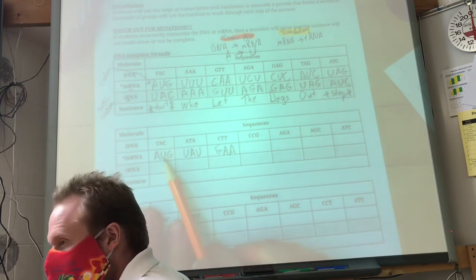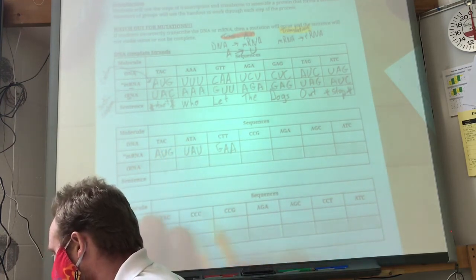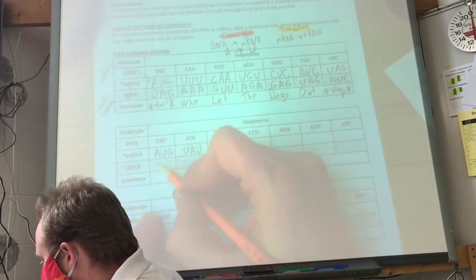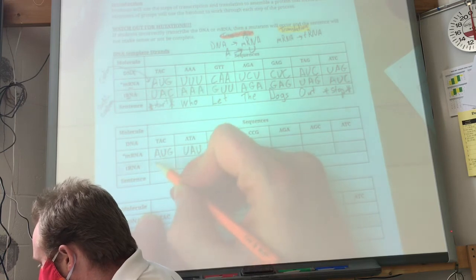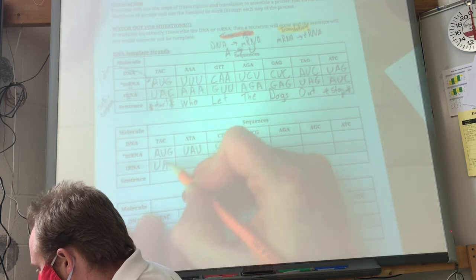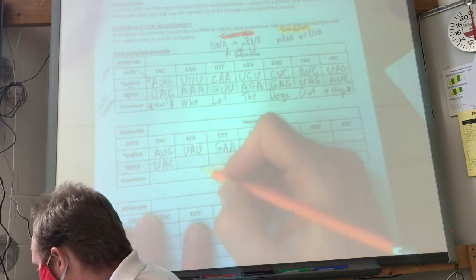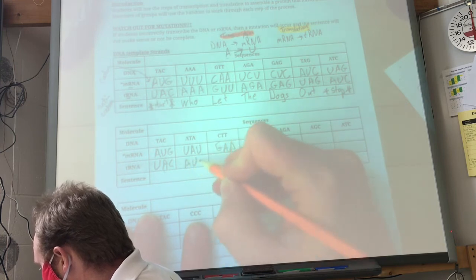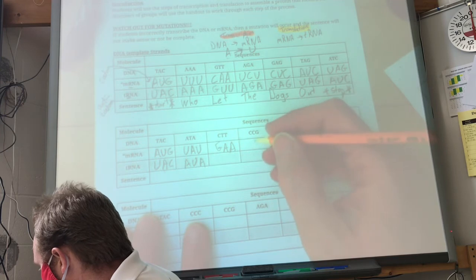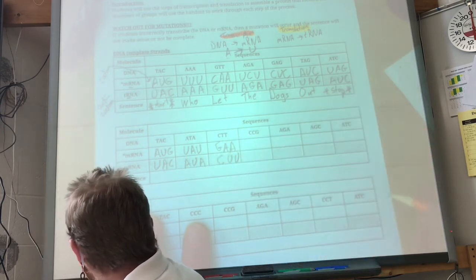Then when we go from mRNA to tRNA, let me take a step back. From DNA to mRNA is called transcription. From mRNA to tRNA is called translation. So for every codon, there's an anticodon. What is the complement of AUG? UAC. What's the complement of UAU? AUA. What's the complement of GAA? CUU. Okay?